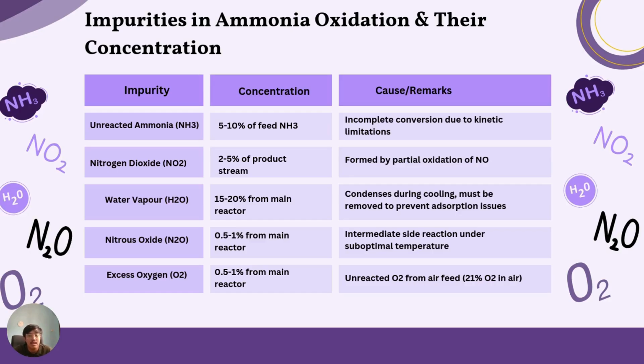Water vapor. Water vapor is another major product of the main reaction, constituting around 15 to 20% of the output from the main reactor. While it condenses during cooling, its removal is essential to prevent interference with the downstream adsorption process.